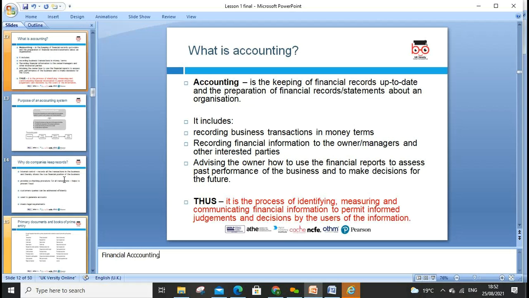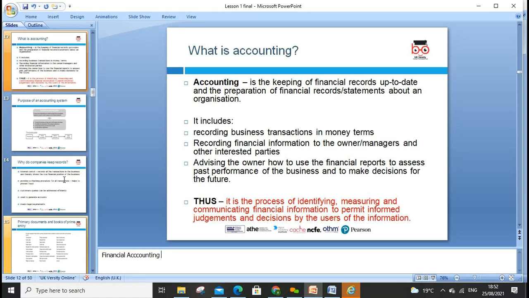Financial accounting. So what is financial? Financial means anything related to money, anything related to finance, we have to record it. So accounting is the keeping of the financial record up to date and the preparation of the financial record and the statement about the organization.